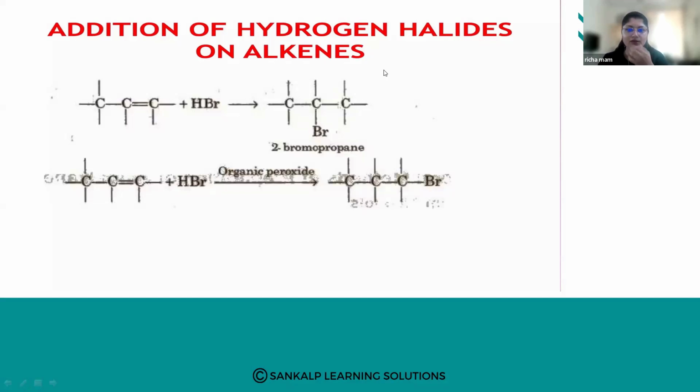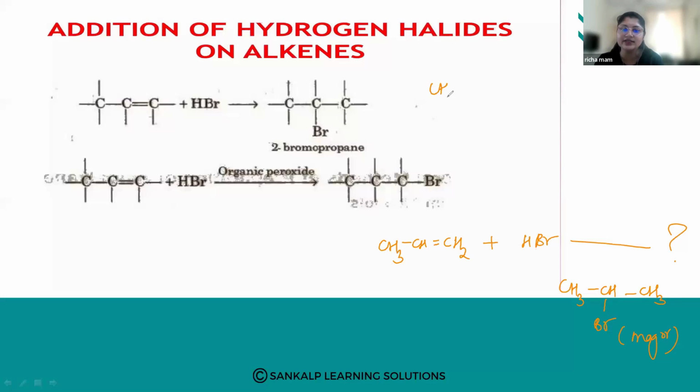If you have any doubt, ma'am, how to find the major and minor product? See here, the Markovnikov rule. In the exam, they will give you an unsymmetrical alkene and HBr, and they'll ask what is the product. That time, on the arrow mark, there is nothing. So it is the Markovnikov rule. Apply the Markovnikov rule, and that is the major product.